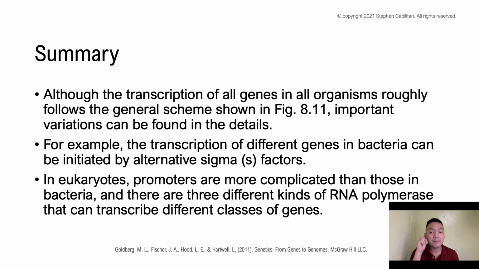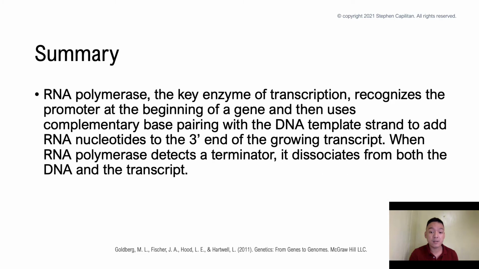So in summary of the first part of transcription, although the transcription of all genes in all organisms roughly follows a general scheme shown in figure 8.11, it's very important to note this variation. For example, the transcription of different genes in bacteria can be initiated by alternative sigma factors. In eukaryotes, the promoters are more complicated than those in bacteria, and there are 3 different kinds of RNA polymerase, and they can transcribe different classes of genes.